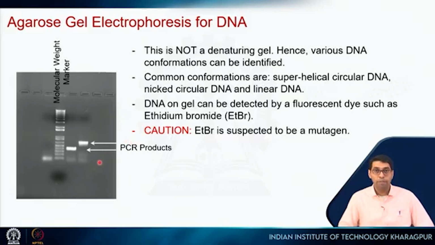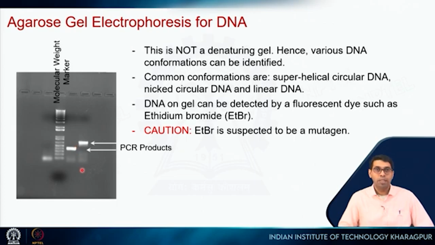Once your experiment is done, again you will have to use something to visualize, and typically we use ethidium bromide. Again remember that ethidium bromide is a suspected mutagen. So, you should be very careful in handling ethidium bromide and also disposing of the gel where you have stained your samples with ethidium bromide.